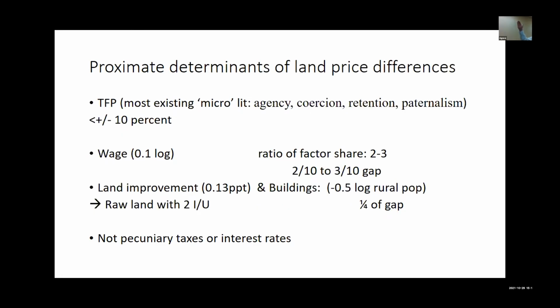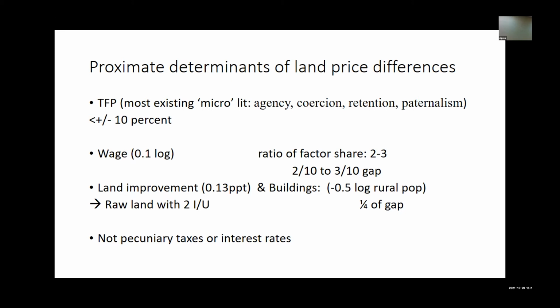Now, we can look at various determinants of land differences. We can look at TFP. That's kind of a crude way to do it with Fogel and Engerman. These are not big TFP differences in the way that we measure it. If you get a 10% higher wage, that will lead to, depending on the factor shares, a 20 to 30% lower land value. So that can account for part of the gap. You can look at the population density, the improvements, that will account for another part of the gap. So you can chip away at the gap.